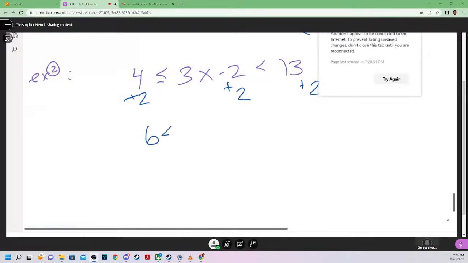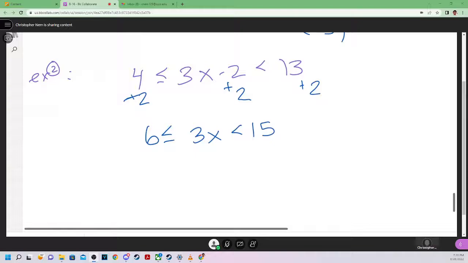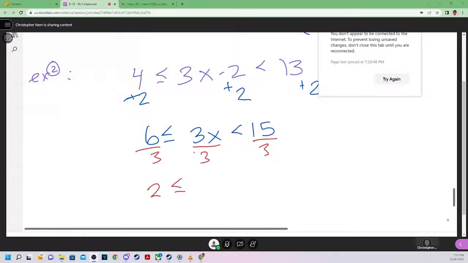And then I do that. I have 6 is less than or equal to 3x, which is less than 15. Then you got to divide both sides by 3. Now, 3 is a positive number. I'm not dividing by a negative, so I do not have to change the direction. If you were to change the direction in this case, you would change both inequalities' direction. You would change both if I were dividing by -3. However, I'm dividing by a positive, so I don't have to worry about that. And you get 2 is less than or equal to x, which is less than 5.